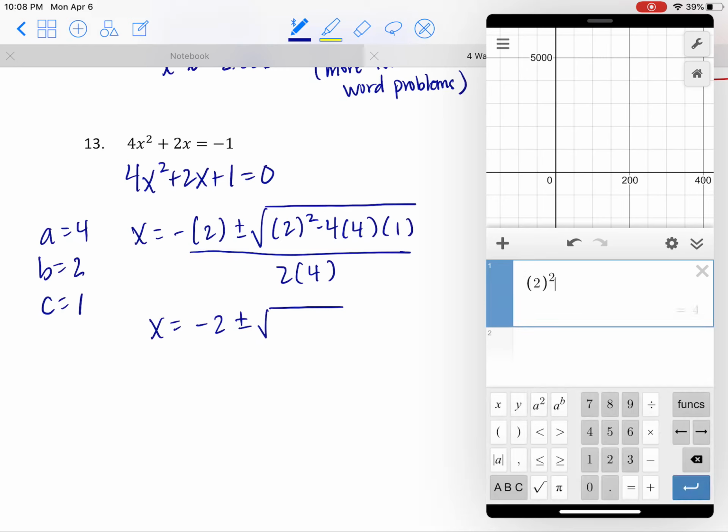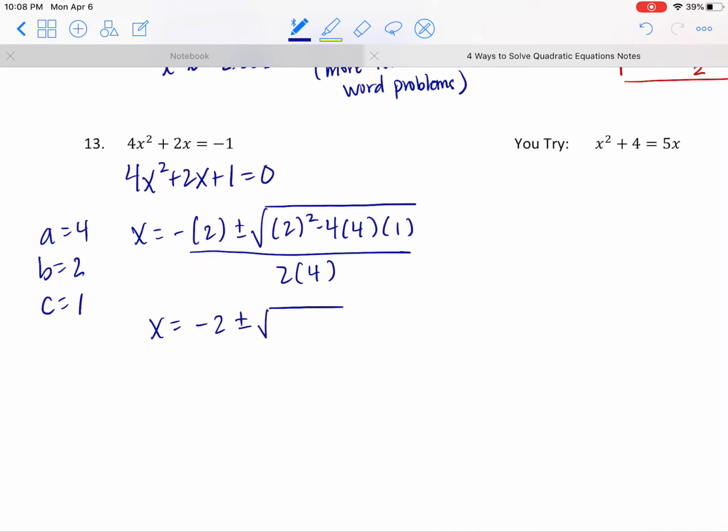So x is going to equal negative 2 plus or minus the square root of, let me not screw this up, 2 squared minus 4 times 4 times 1, which is a negative 12. Make this a little bigger here. Negative 12, and that's all divided by 8. Again, negative 12 is a radical we can simplify.